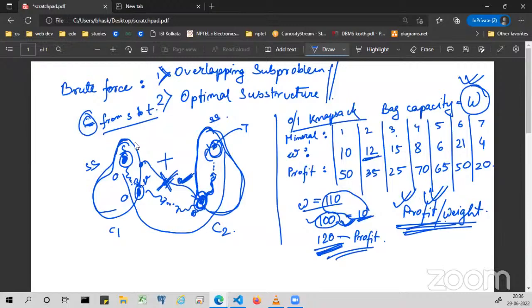You take profit by weight, and let's say after applying this approach, you take 4 or 5 minerals into your bag, and at the end of it, you have, suppose, W minus Wi amount of weight left over. Wi is the total weight of the minerals which you have taken. So W minus Wi is the leftover capacity in your bag.